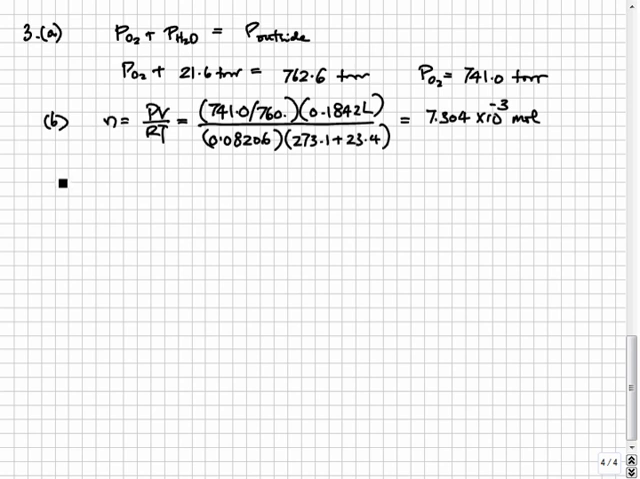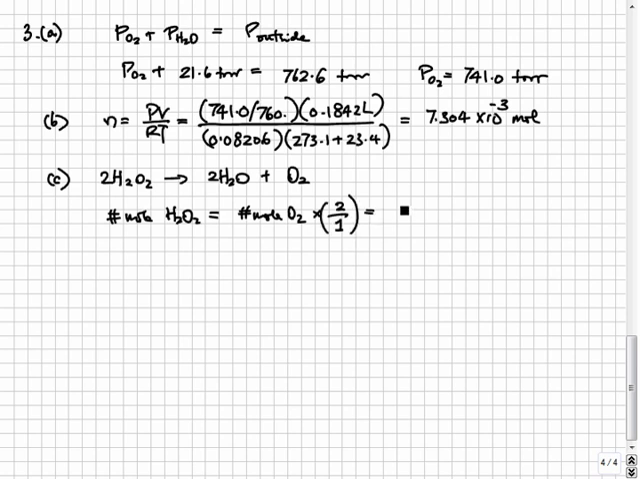C. The mass of H2O2 decomposed is related to the number of moles of O2 produced by stoichiometry. H2O2 and O2 have the stoichiometric ratio 2 to 1. The number of moles of H2O2 reacted should be equal to the number of moles of O2 produced multiplied by 2 divided by 1, which equals 14.61 times 10 to the minus 3.